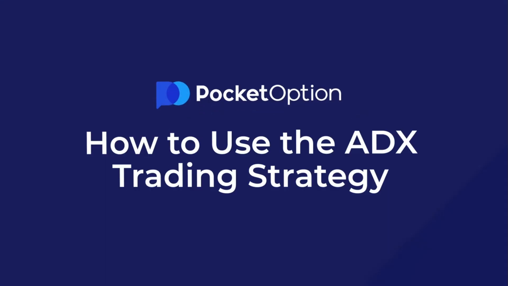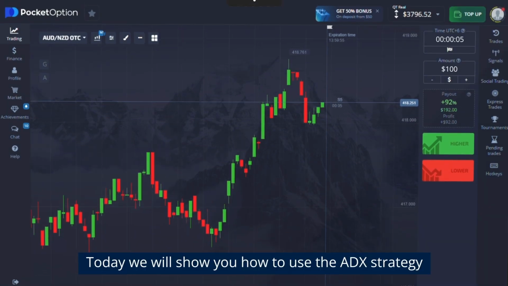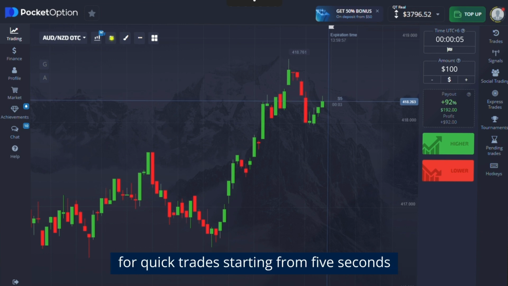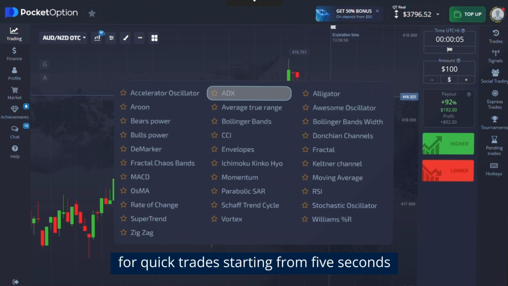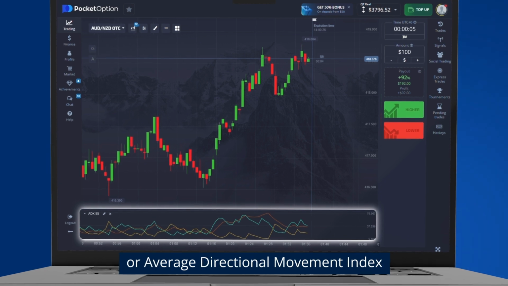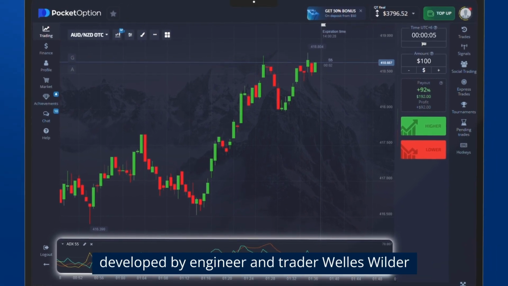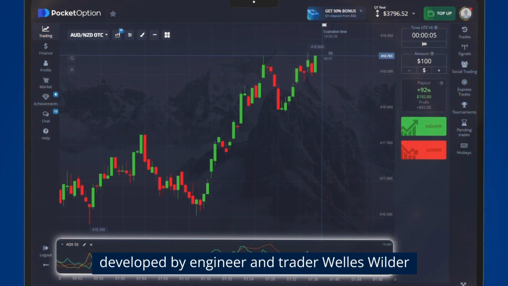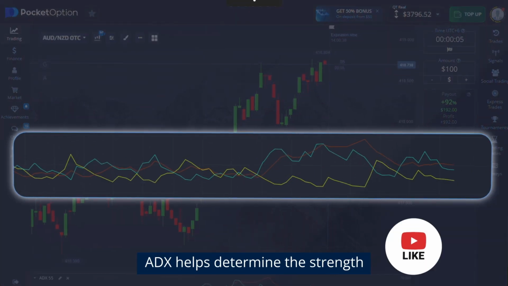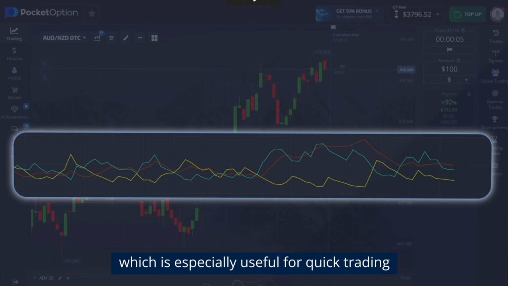How to use the ADX Trading Strategy. Today, we will show you how to use the ADX strategy for quick trades starting from 5 seconds. This strategy is based on the ADX indicator, or Average Directional Movement Index, developed by engineer and trader Welles Wilder. ADX helps determine the strength and direction of the trend, which is especially useful for quick trading.